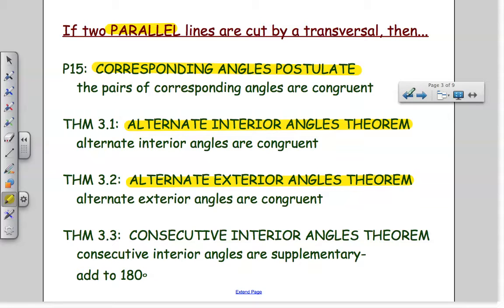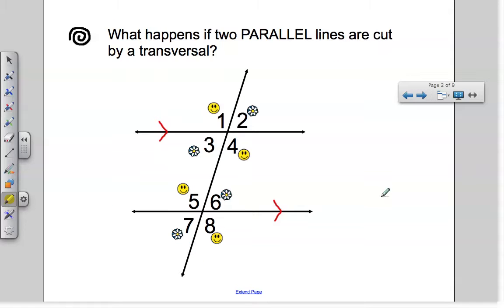And I'm going to go back real quick and check that out. Are alternate interior angles congruent? Are alternate exterior angles congruent? Remember, alternate interiors have to be in between these two lines on opposite sides. Look at that, 3 and 6, alternate interiors, both congruent, marked with a flower. 4 and 5, alternate interiors, marked congruent with those smile faces.